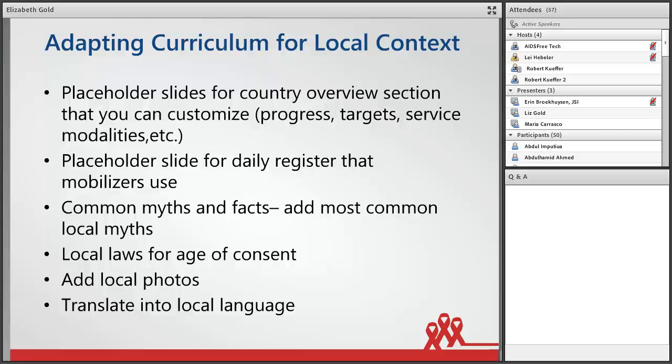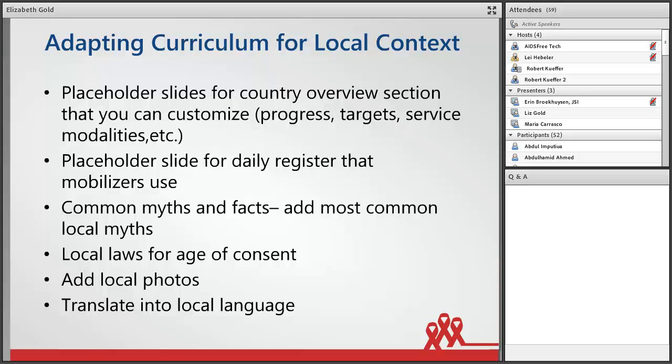So at this point, you're probably thinking, okay, this is all really nice, but how am I going to use this generic curriculum in my local context? So we've actually thought a lot about that, and there's several areas that can be easily adapted to better fit your context. So for example, the overview of the country's program, that section has placeholder slides in the slide deck where you can customize for your country, targets, etc.